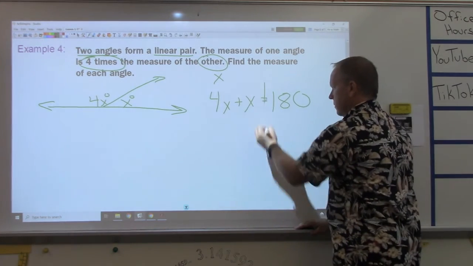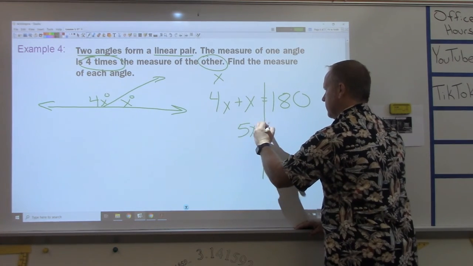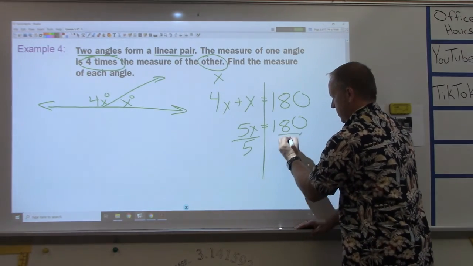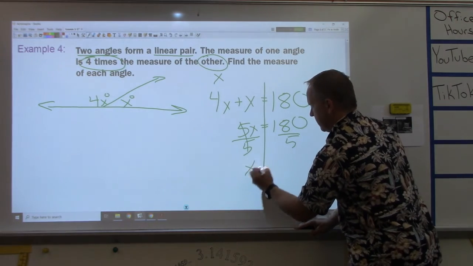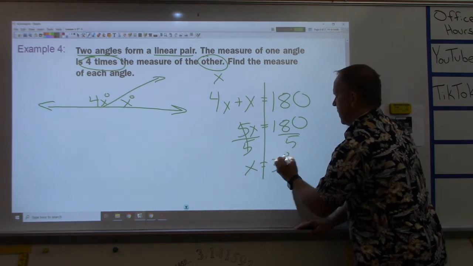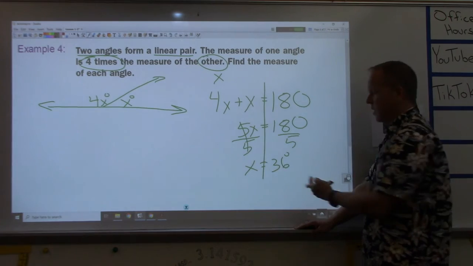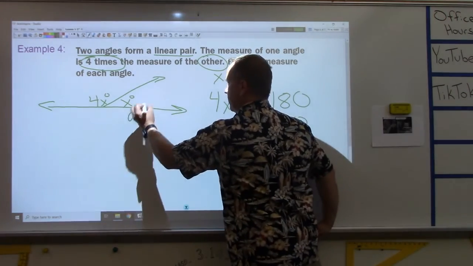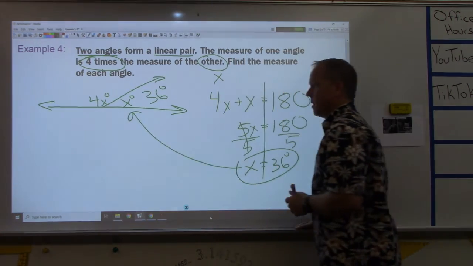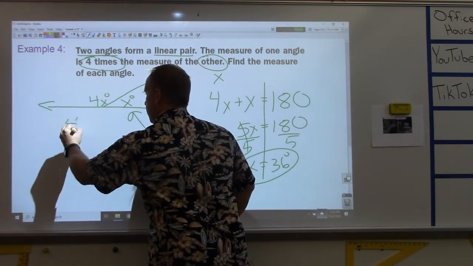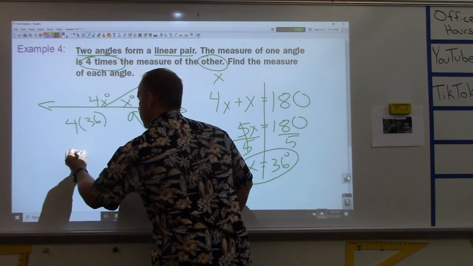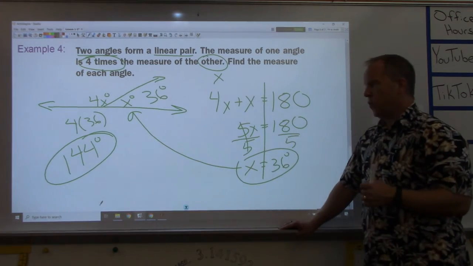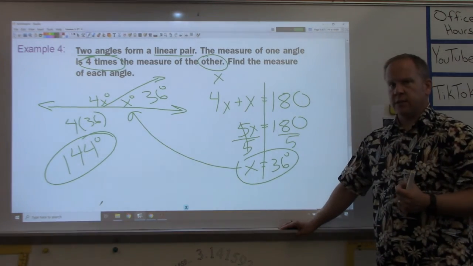Do the algebra. Add your x terms, divide by 5. You get x is 36 degrees. Now, again, in this class, it's very important. It says find the measures of the angles. The one angle is 36 degrees because we called it x. So we have one of them. This guy is 36 degrees. To get the other one, simply multiply it by 4. And the other angle is 144 degrees. So my two angles are 144 degrees and 36 degrees.